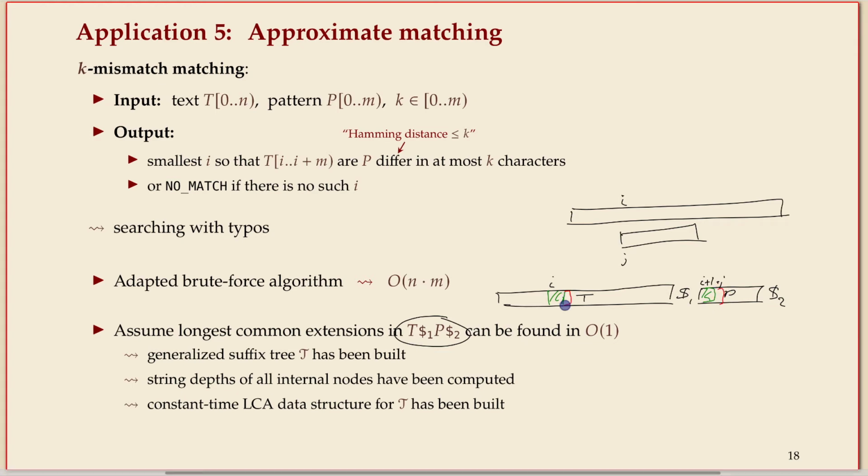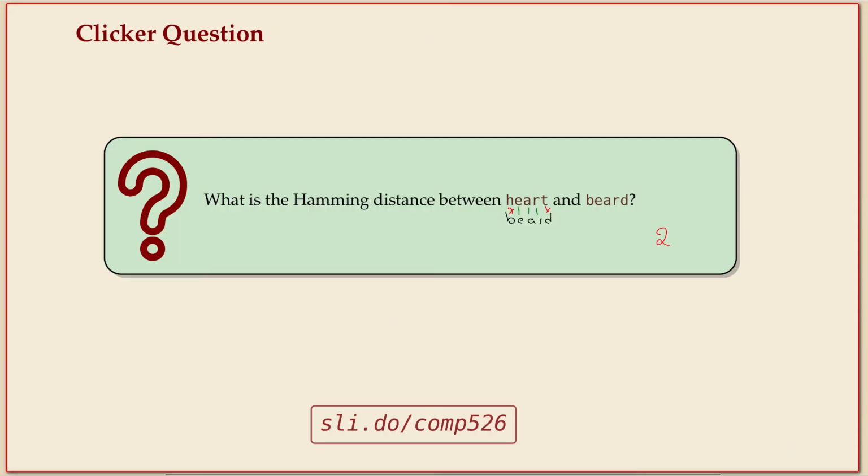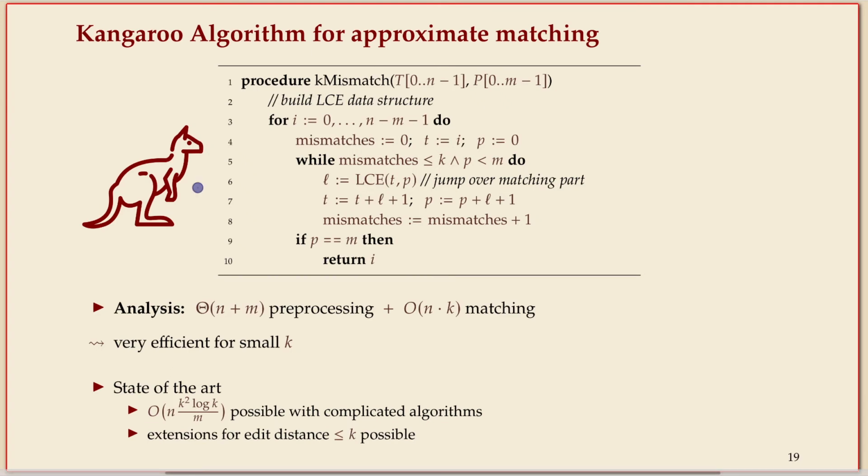So instead of walking over the green part and having to check all these characters, we can just jump over them. Then we have one character, the red one, where there is a mismatch, so we'll have to deal with that. But then we move over it and jump again. And the trick is we only have to do this k times, because after k red mismatches, we know it's not a match position. And because of this jumping, people have called this the Kangaroo Algorithm.